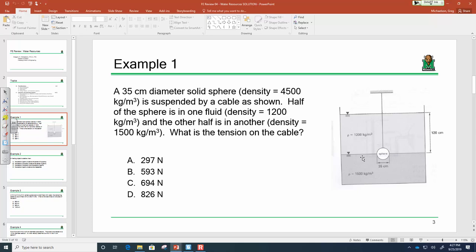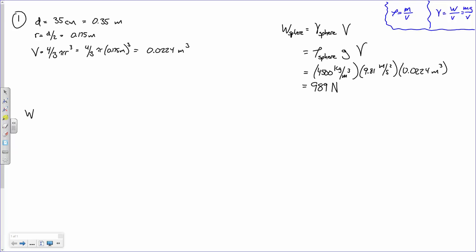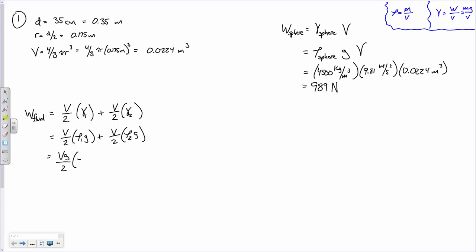All right, so we'll call that the weight of the fluid. So here's how we'll do this. The weight of the fluid is going to equal half of the volume times the unit weight of fluid 1 plus half the volume times the unit weight of fluid 2. Make sense? And so that unit weight is going to be V over 2 gravity. Well, actually, let's rewrite it. It's going to get a little messy. V over 2 rho 1 g plus V over 2 rho 2 g. And I'm pretty lazy, so I'm going to start factoring some stuff out. So that's Vg over 2 times (rho 1 plus rho 2). Would that be a fair way of looking at it?